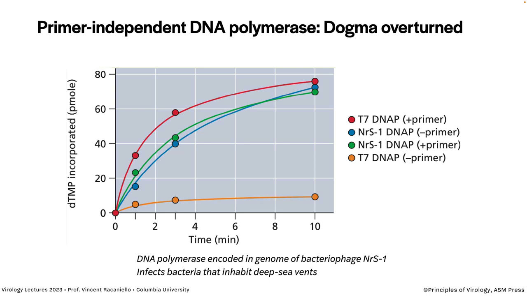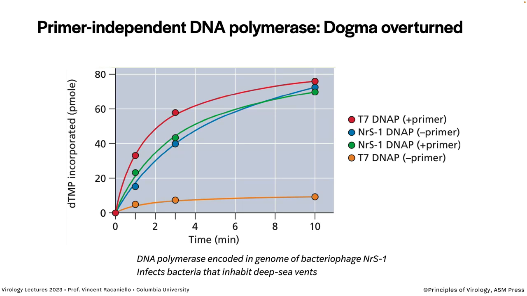Here are DNA polymerases from two organisms. We have T7 bacteriophage DNA polymerase, and then we have a bacteriophage called NrS-1 that infects bacteria that grow all the way at the bottom of the ocean near those vents, those things that are smoking all the time, and lots of weird creatures grow around them, included amongst them bacteria. And of course, when they're bacteria, they're bacteriophages. This is an experiment looking at triphosphate incorporation into a product with time.